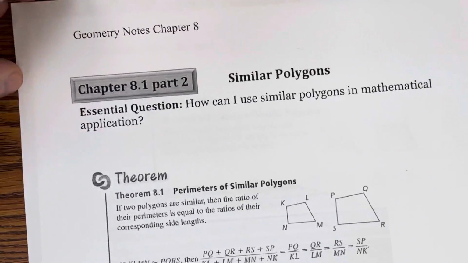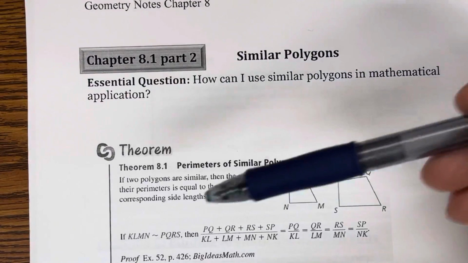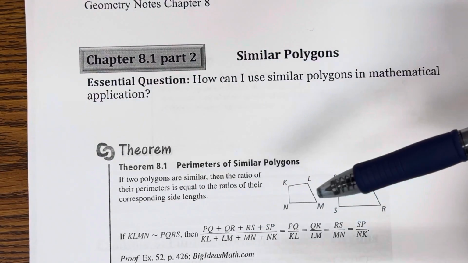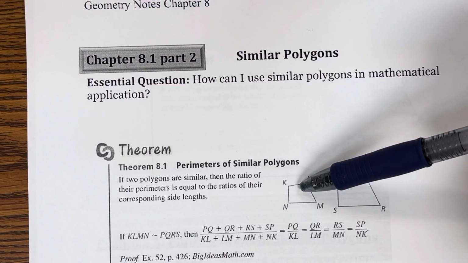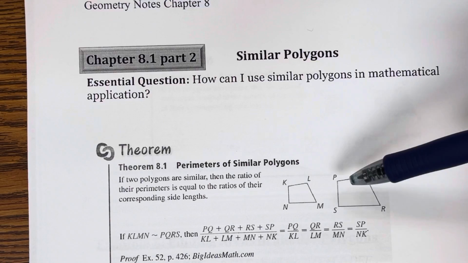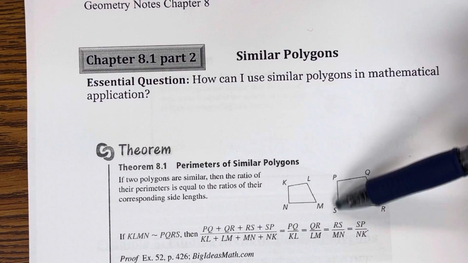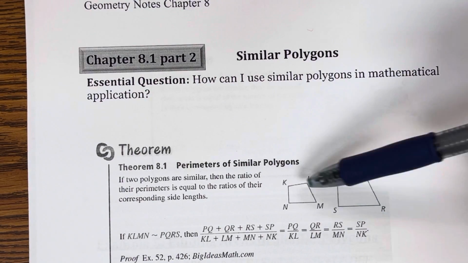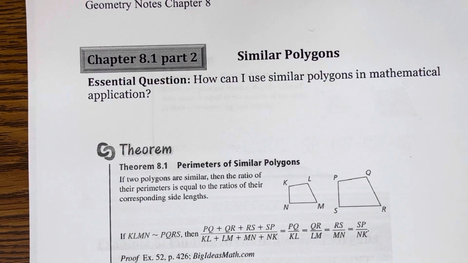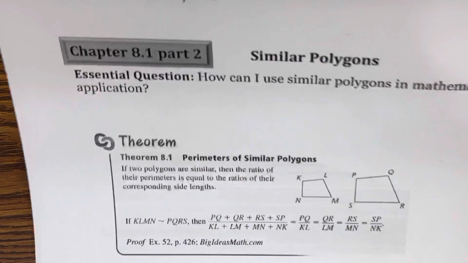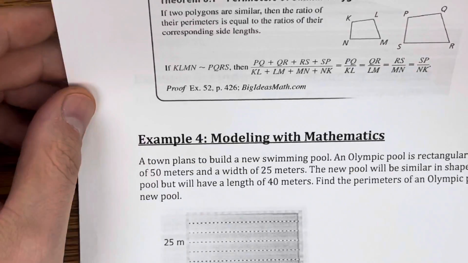As we take a look at this first theorem, it says that KLM is similar to PQRS. And again, we went with this figure being the original and this one being the new one. So when we're setting up the scale factor, we want the new over the old. So SP over NK would be the scale factor. That's the ratio of the sides, and that's also going to be equal to the ratio of the perimeters. I just have to keep in mind which figure is which when I set up that proportion in order to solve. So our first problem here involves a pool.